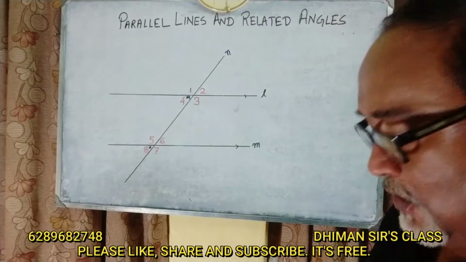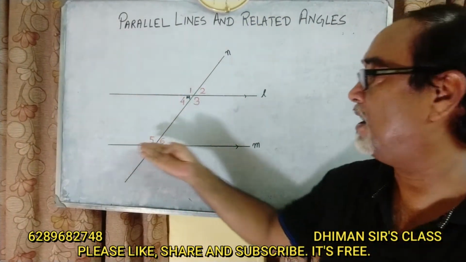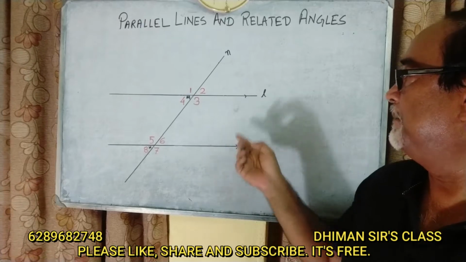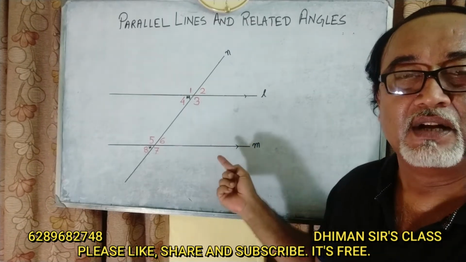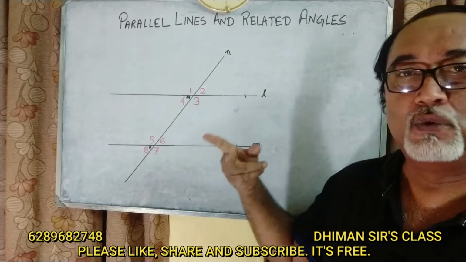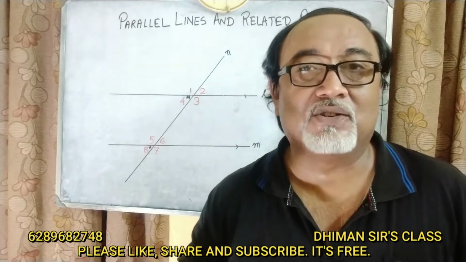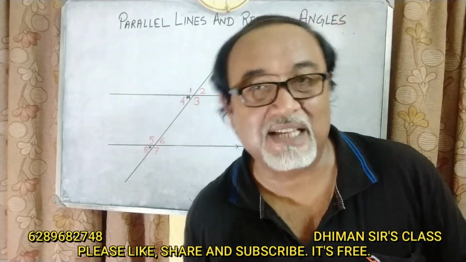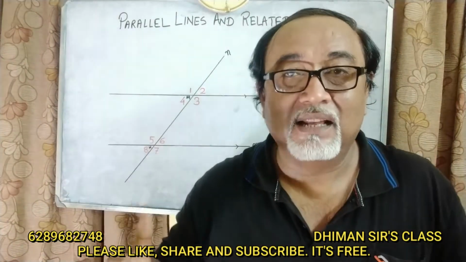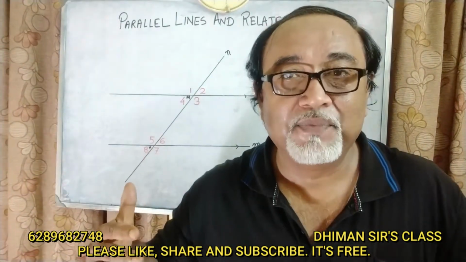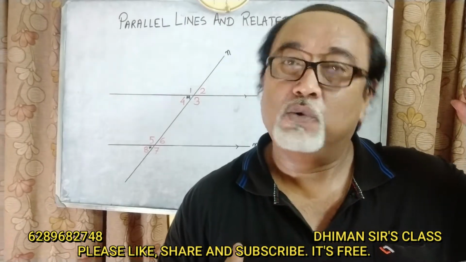So see, what do we mean by parallel lines? Parallel lines means a pair of lines. See here, L and M are drawn with arrows, symbolized. This is the symbol. If two lines are given arrows, it is mathematically symbolized that those two lines are parallel to each other. Now, what do we mean by parallel lines? A pair of lines that are always equidistant to each other.